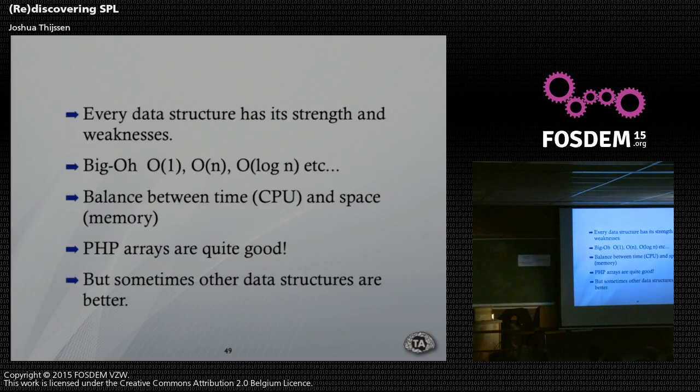The thing is, every data structure has its strengths and its weaknesses. There is basically a trade-off between how much time and how much memory something uses. So one data structure can be really, really fast, but takes up a lot of memory. Some data structures are really small memory-wise, but take a long time to find items or to add items or whatever.